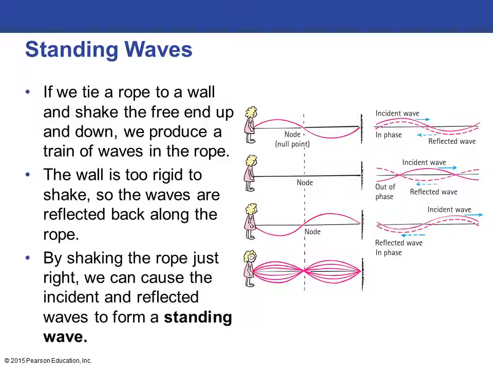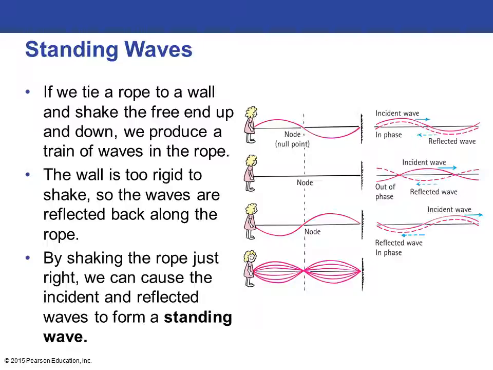Next, we're going to look at standing waves. A standing wave is essentially when the wave is not moving forward or backward in direction, but staying in one place. So, for example, if you were to tie a rope to a wall and shake the free end up and down, you produce a train of waves in the rope.